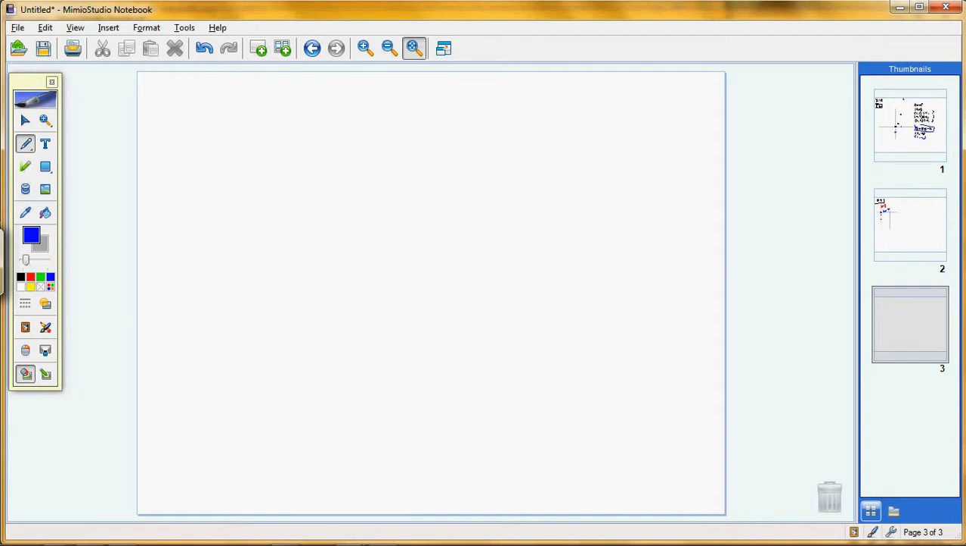Problem number 8, standardized test prep. Which point is the intersection of the graphs of y equals 3 and y equals negative 2x plus 5? I don't want you to actually graph it for this problem.